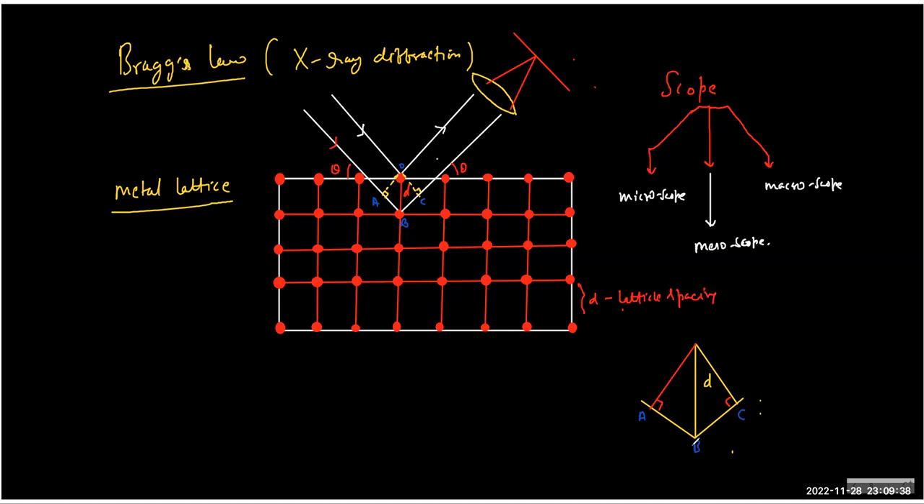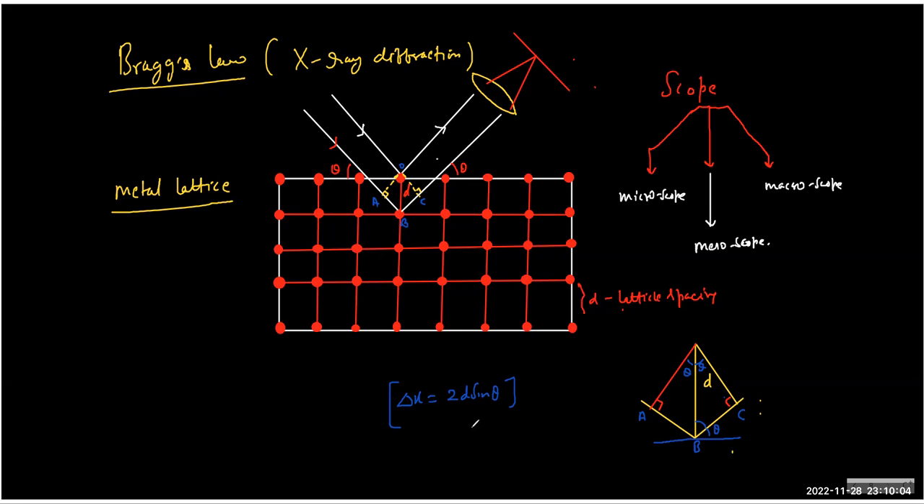How much? Given this angle is theta, this will be 90 minus theta. This is 90, this is theta. So if you look carefully, the path difference is 2d sin theta. 2d sin theta. Do you realize this? Yes, sir.